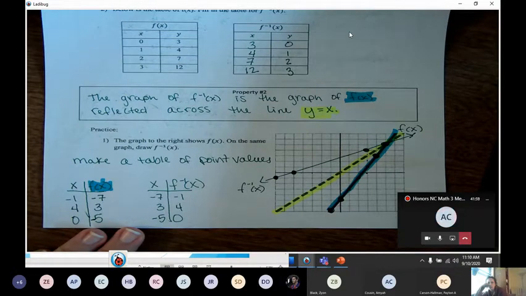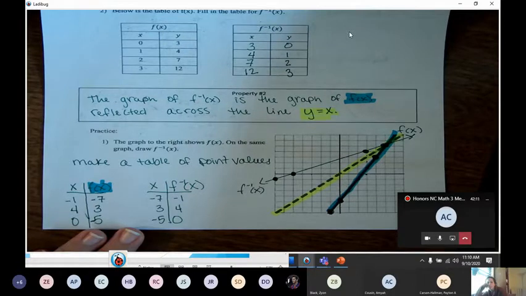No questions on property 2? This makes sense? Okay, if there are no questions on property 2, we are going to go back to, well, I'll leave it here for a second.